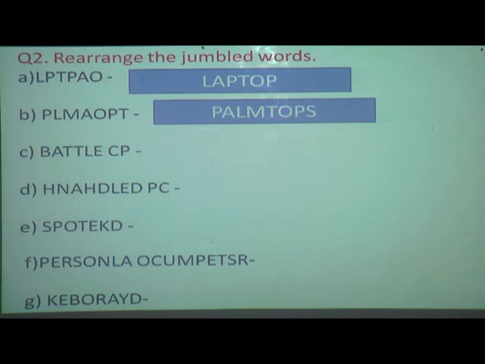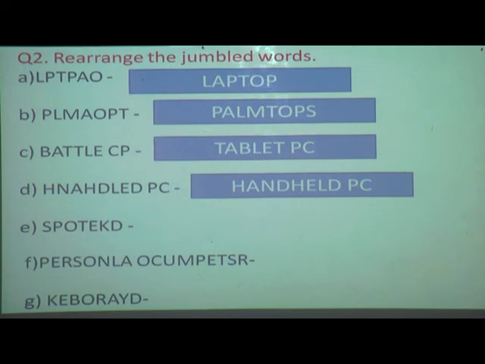Next is BATTLECT. What word will it become? Tablet PC. T-A-B-L-E-T, tablet PC. Next one is HNAHDLED and PC, which means handheld PC. H-A-N-D-H-E-L-D PC. Next one is SPOTEKD. The word will become desktop. D-E-S-K-T-O-P. We have to arrange the meaningful word. This word doesn't have any meaning.